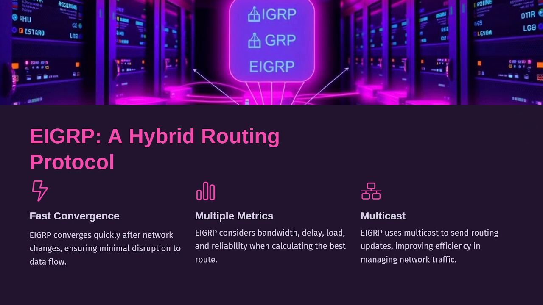EIGRP, a hybrid routing protocol. Fast convergence. EIGRP converges quickly after network change, ensuring minimal disruption to data flow. Multiple metrics. EIGRP considers bandwidth, delay, load, and reliability when calculating the best route. Multicast. EIGRP uses multicast to send routing updates, improving efficiency in managing network traffic.